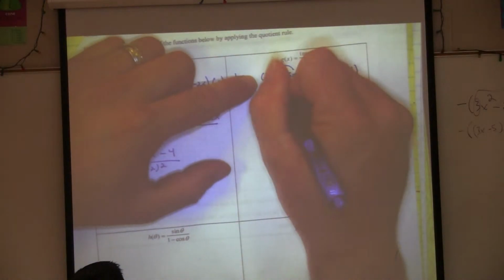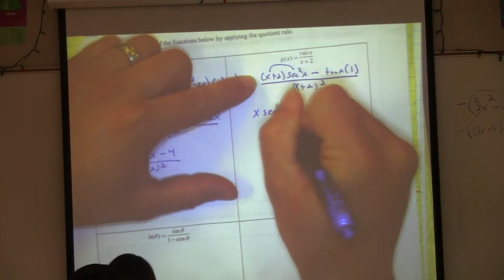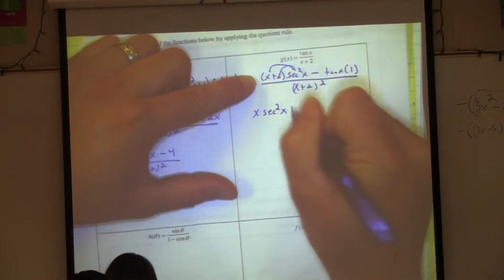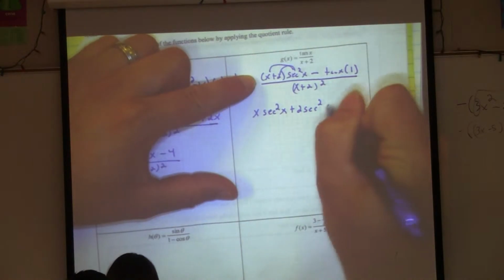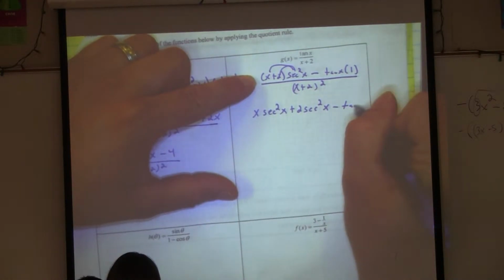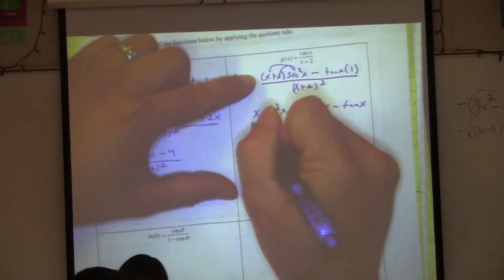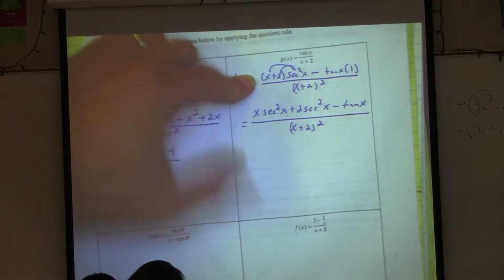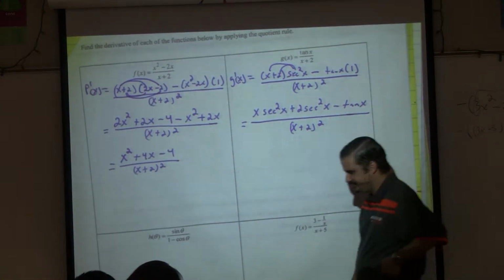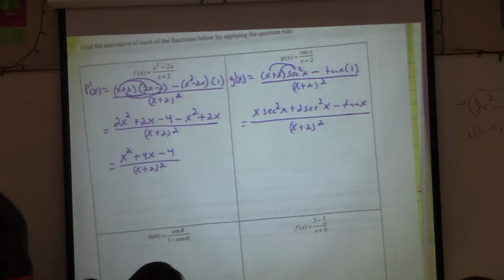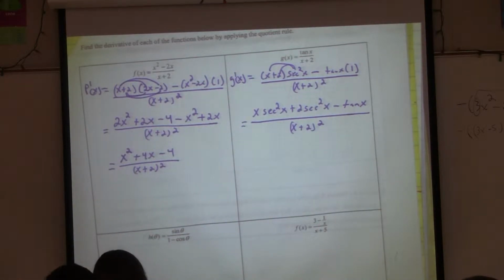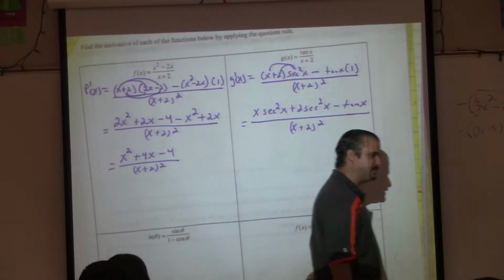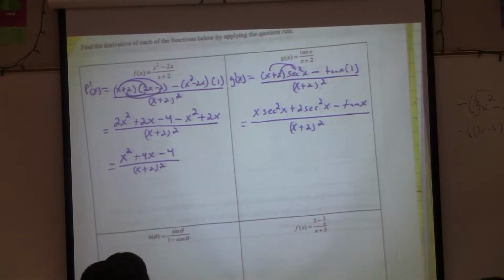So secant squared times x. X secant squared times 2, 2 secant squared x minus tangent x all over x plus 2 squared. Can we simplify that? Any identities that you remember from pre-cal that we could probably use there? Or is that good enough? You satisfied with that? Not really? That seemed too easy?